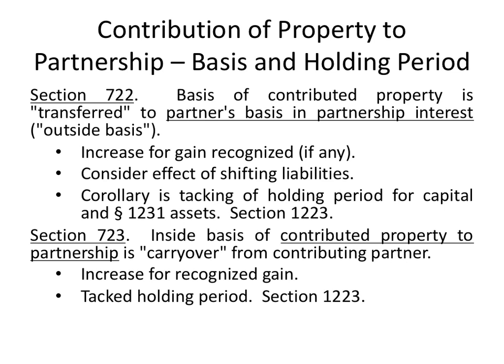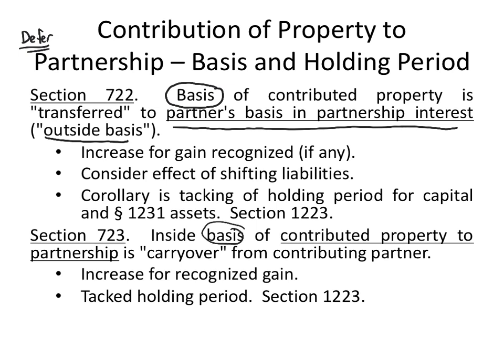Okay, so remember we have non-recognition. All non-recognition rules have a corresponding basis rule. Because remember, we're deferring gain or loss, and the deferral mechanism is through the basis. So we need to know the basis of the partner's partnership interests, and we call that outside basis because it's outside the partnership. And we also need to know the basis of the property the partnership receives, and we call that inside basis because it's inside the partnership. For both of them, it's going to be carryover.